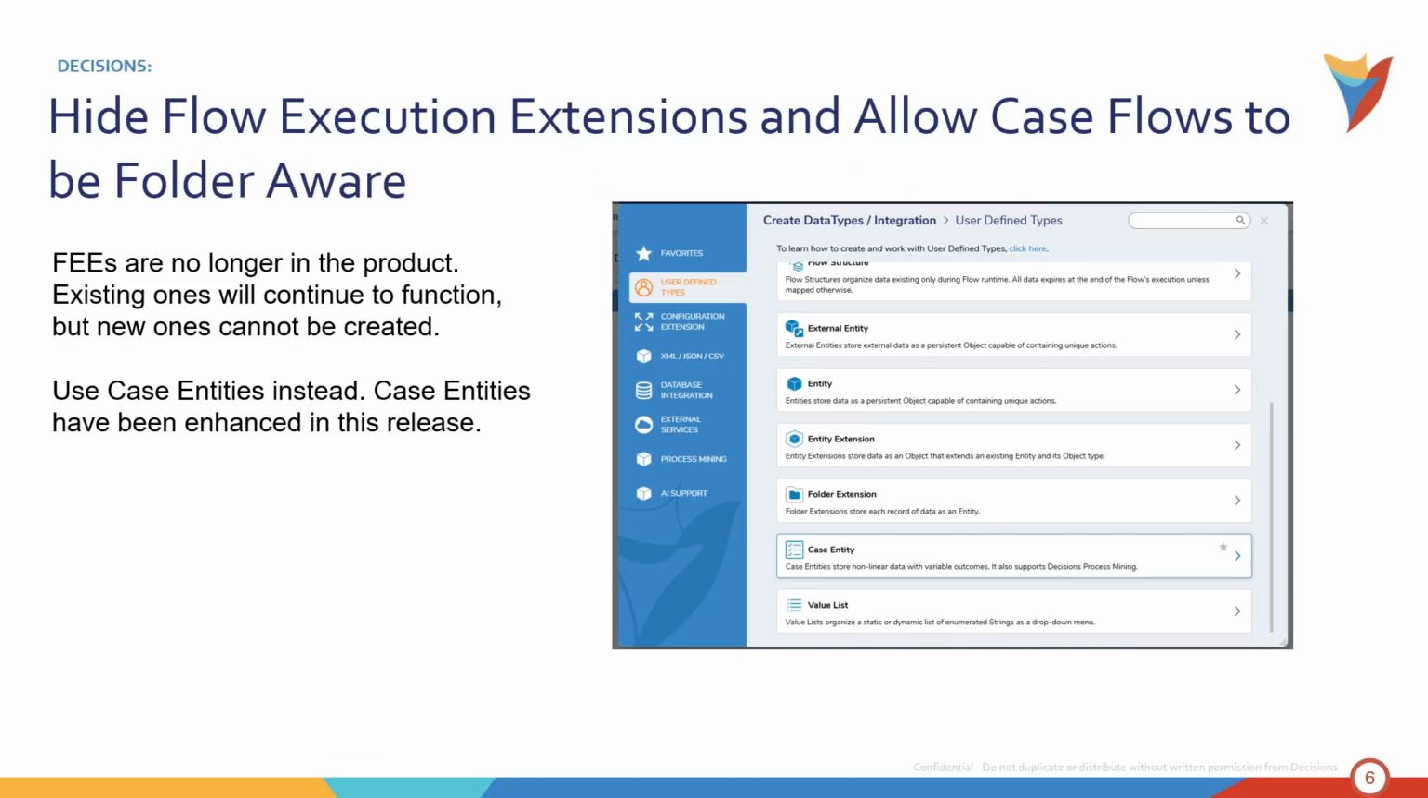Again, just like expression rules, ones that already exist are going to continue to function as normal, but you're not going to be able to create any new ones. So we strongly encourage you to use case entities instead. As a part of this release, case entities have gotten quite a few improvements. Case entity triggers are now going to be able to accept inputs as well, so that's going to make up for some of that losing of flow execution extensions. And again, existing flow execution extensions are still going to work. Setup process folder is still going to work. You just can't create new ones, and we added some functionality to case entities to kind of bridge that gap.